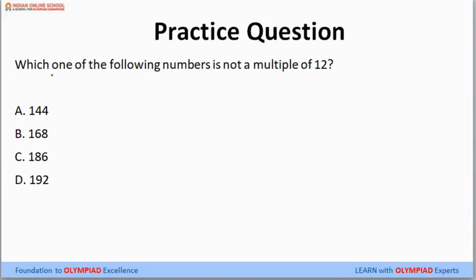Now we have a question. Out of the given numbers, which one is not a multiple of 12? Which means we need to check which of the given numbers is not divisible by 12. Ma'am, can I tell the answer? Yes, go ahead. 186 is not divisible by 12.